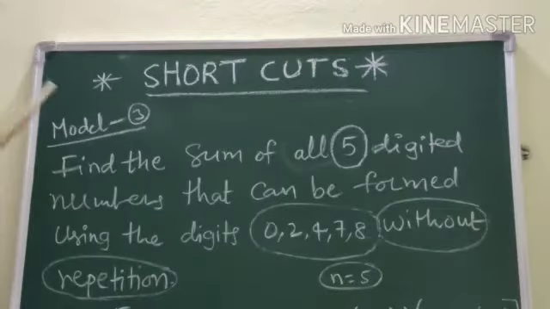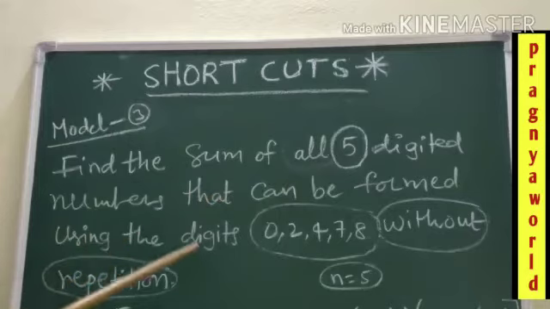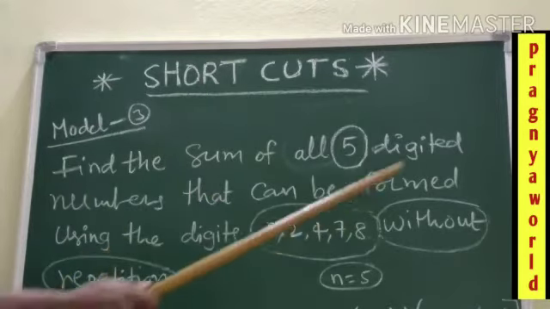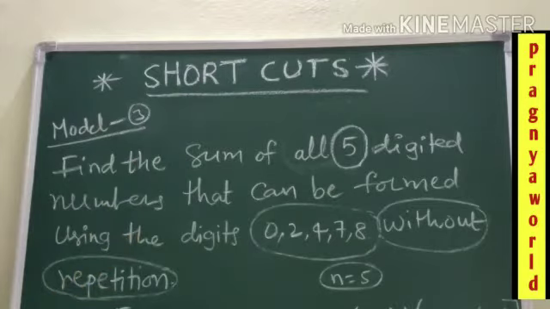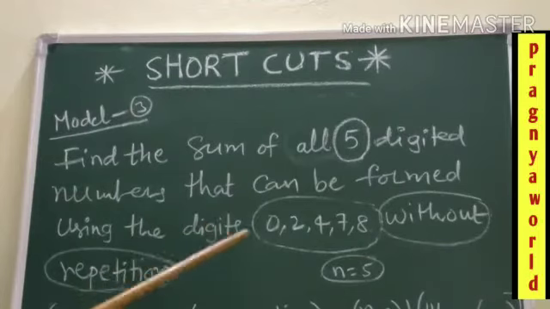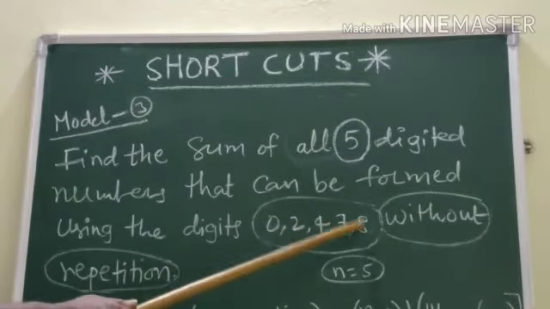Now let us see model 3 from permutations and combinations. Here is a previous question from IIT: find the sum of all 5 digit numbers that can be formed using the digits 0, 2, 4, 7, 8 without repetition. Here we have to remember a few points.